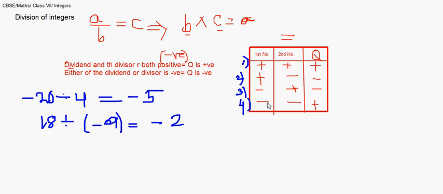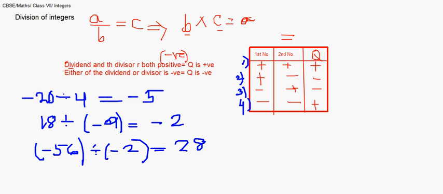Let's now see the first and the fourth case, wherein you have both of them negative. When you have both negative, your quotient is positive, so you simply divide 56 by 2, that gives you 28. Now we take 2 positives, that's a simple division, like maybe 18 divided by 3. Both positive, your answer will also be positive, that's 6. I hope you follow this. It's not that difficult to recall.